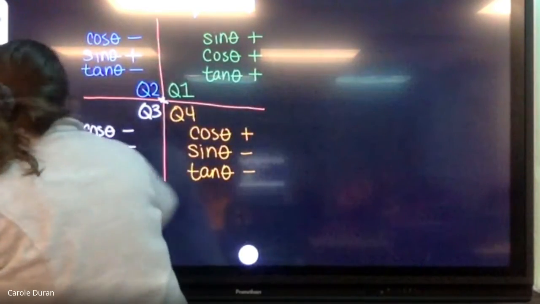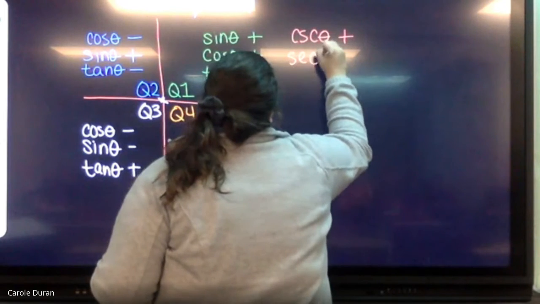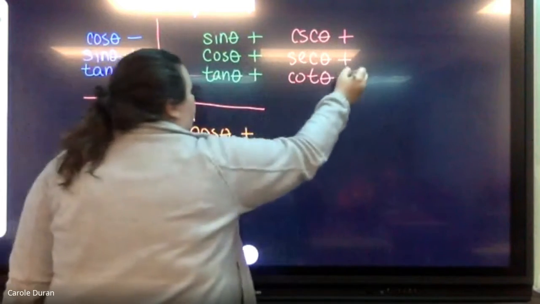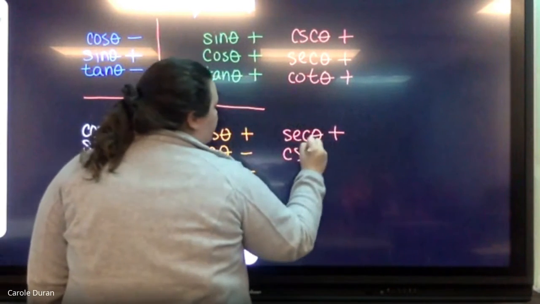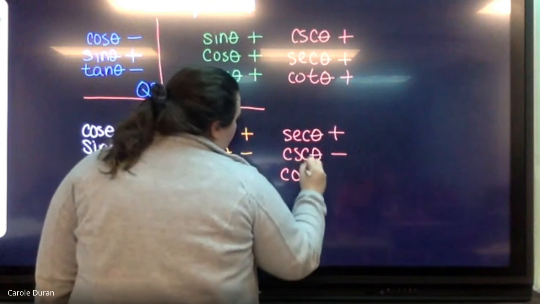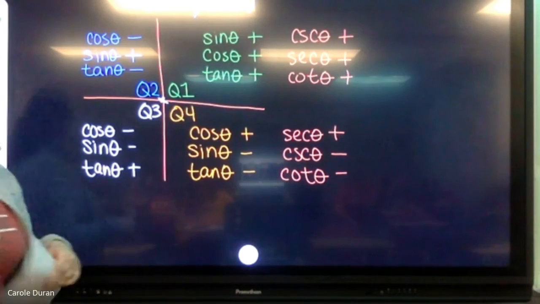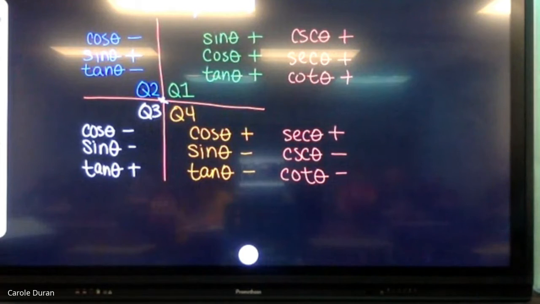If it's helpful to you, you can go ahead and write one set out. So cosecant here would be positive, secant here would be positive, and cotangent would be positive. Positive, not negative. Down here in quadrant 4, secant would be positive because cosine is positive. Cosecant would be negative because sine is negative. And cotangent would be negative because tangent is negative. So the reciprocal holds the same sign. And then, of course, you could do the same thing over here, but I'm not going to. We have one more example, and then we're finished. Does everybody understand how the reciprocal holds the same sign?